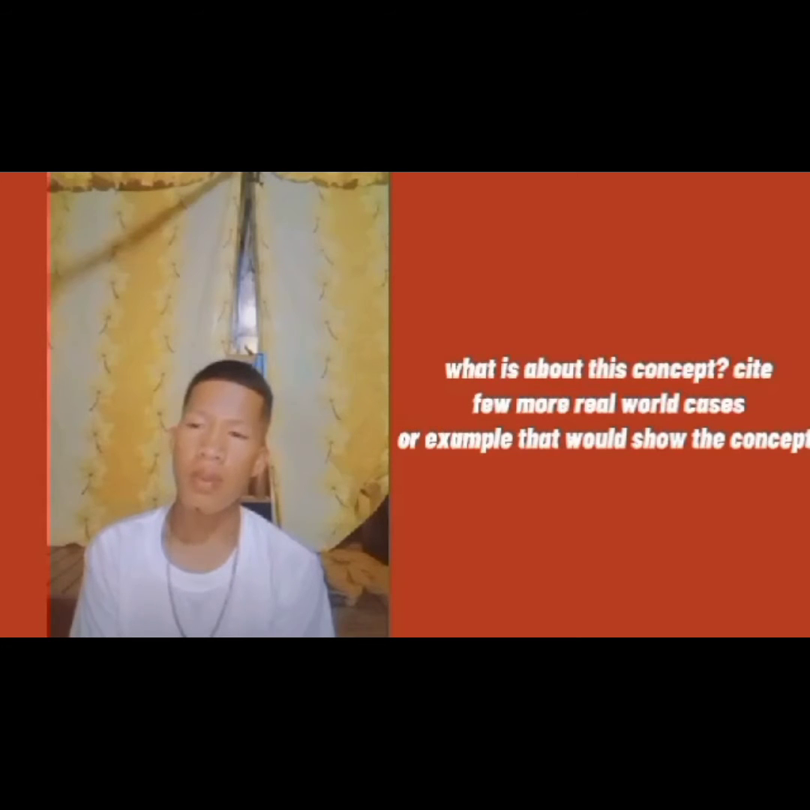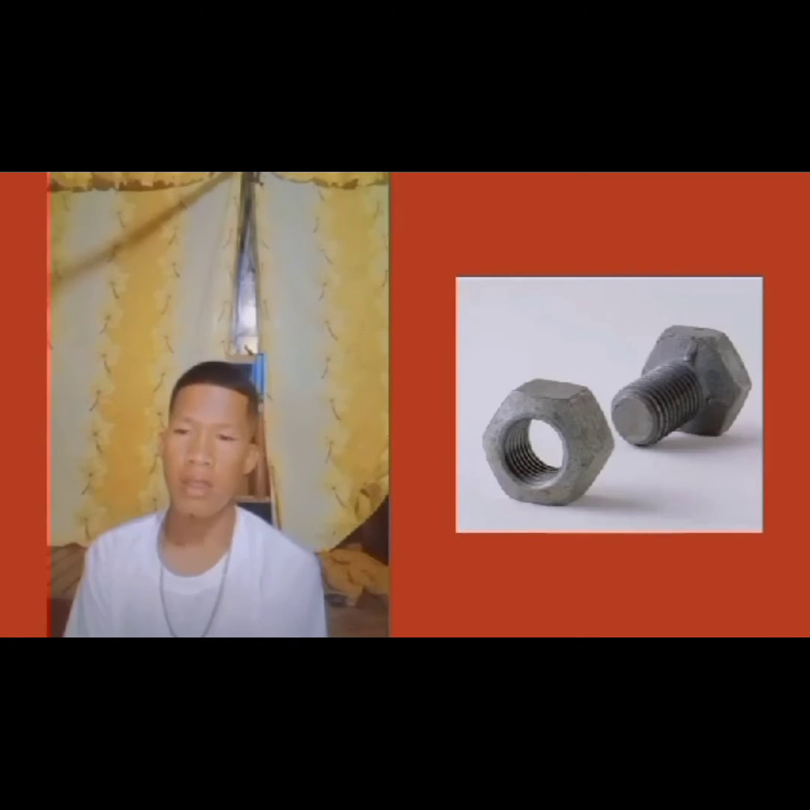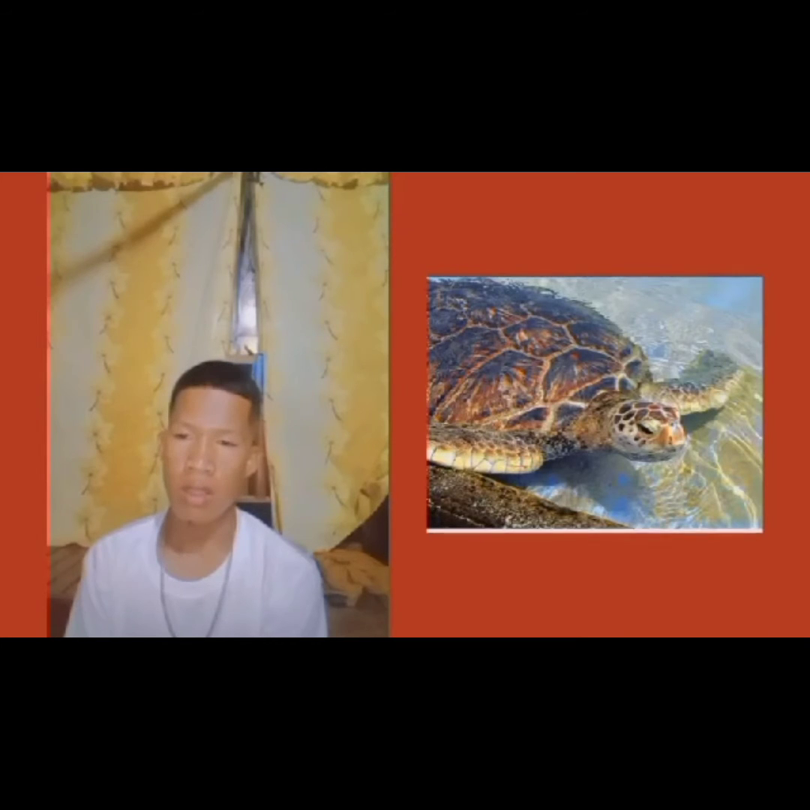For question number 2, what is about this concept? Cite a few more real-world cases or examples that will show the concept. Hexagon is a pair on bolts and nuts. Hence, hexagon is the most commonly used shape for nuts and bolts because of its unique features. And the hexagons of the turtle shell and the hexagon of a pencil are some of the most common examples of hexagon.